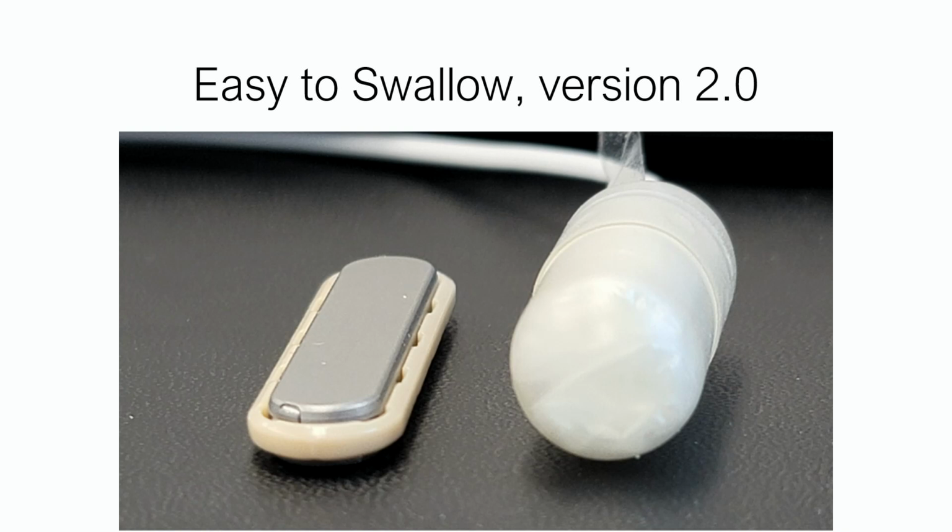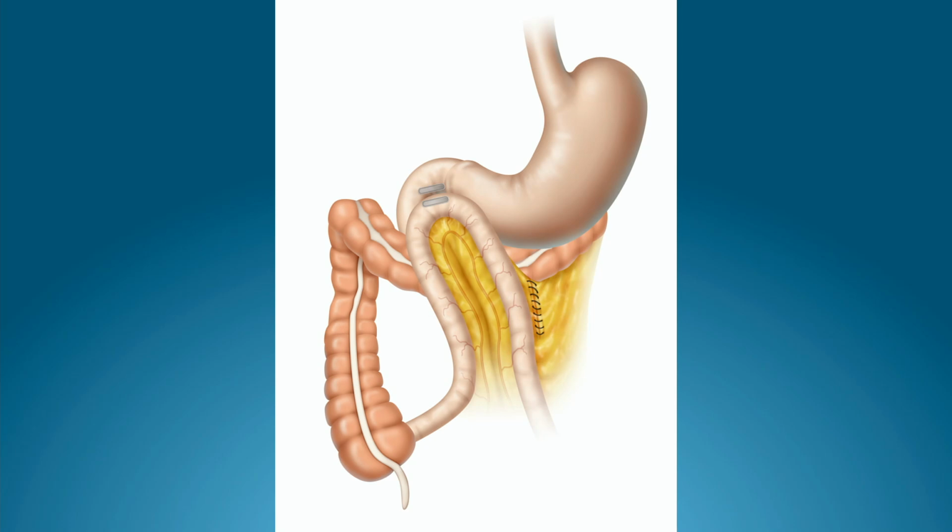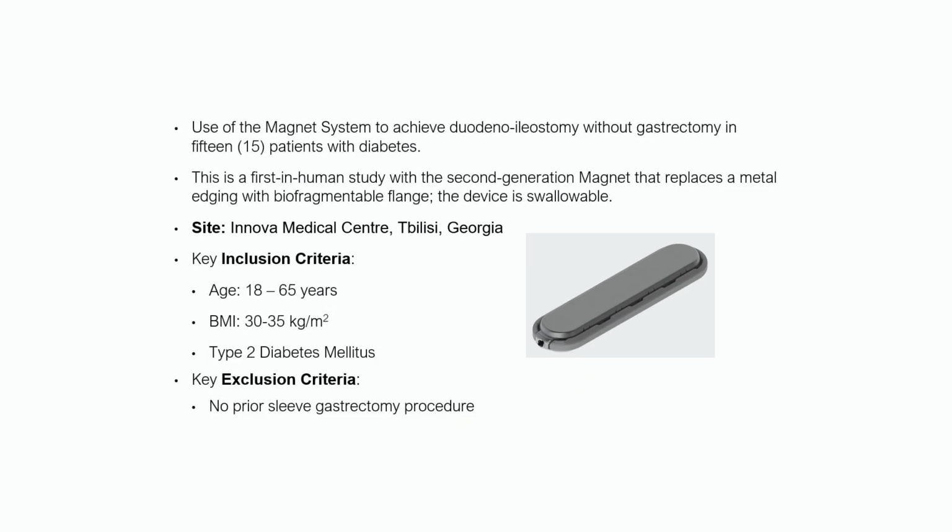This is besides the Allurion balloon, and we're doing the study in Georgia and in Canada in type 2 diabetes patients without any gastrectomy, so just the anastomosis between the duodenum and the ileum. In Tbilisi, we've done 15 patients. You can see the body mass index is 30-35.